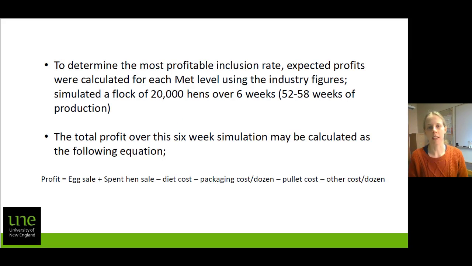From these figures, we can then calculate what the profitability of each methionine level would be if it was fed to a flock of 20,000 hens over the 6-week period that this data from Bregendal et al. 2008 refers to. The total profits in this example are equal to the income from the egg sale and spent hens minus the cost of the diets, packaging, pullets, and other costs such as labour, insurance, and utilities.